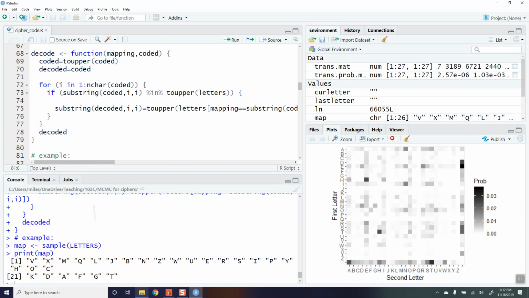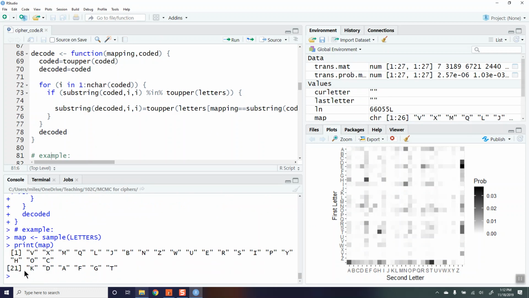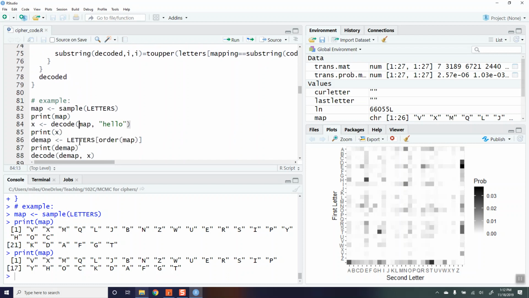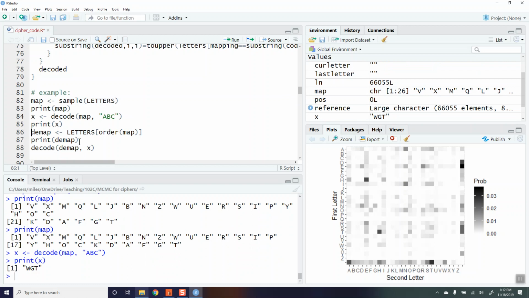When we look at this code here, let me print this out again so it fits the screen better. This says, I believe, the letter A gets mapped to the letter V, B gets mapped to X, C gets mapped to M. Let's go with A, B, C. Oh, I'm sorry, I have it backwards. A gets mapped to the letter W, so I was reading the thing the wrong way. So ABC gets mapped to W, G, and T.